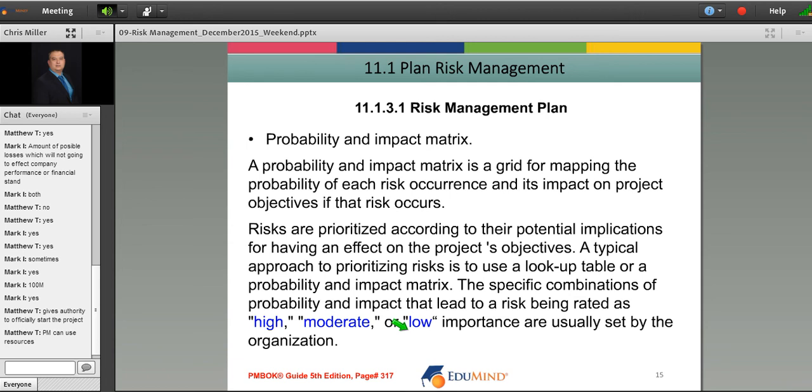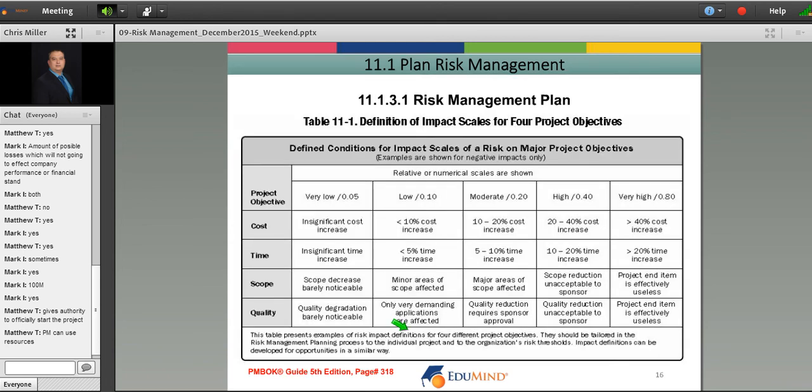All right, so this is what one kind of looks like, right? You have very low, low, moderate. You have the project objectives over here, and they assign where it sits on the table. All right, so this is right out of the PMBOK. Take a look at it. I don't think you might come across one of these on the exam, but just become familiar with it.